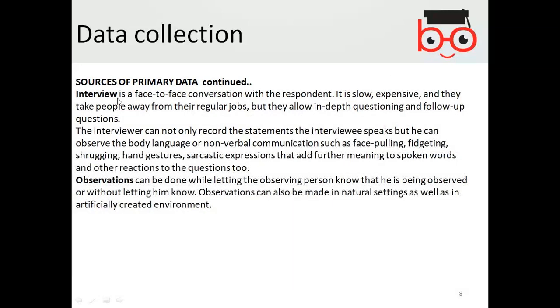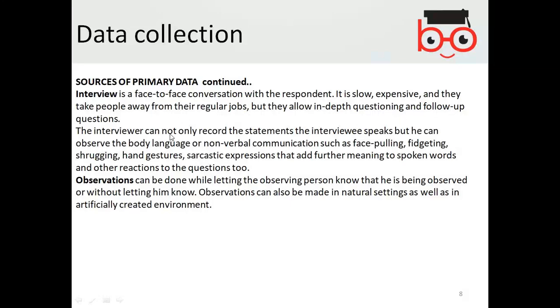An interview is a face-to-face conversation with the respondent. It is slow, expensive, and takes people away from their regular jobs. Obviously, whoever is being interviewed comes specifically, spares their time, leaves whatever jobs they do, and spends some time in the interview. But interviews allow in-depth questioning and follow-up questions.